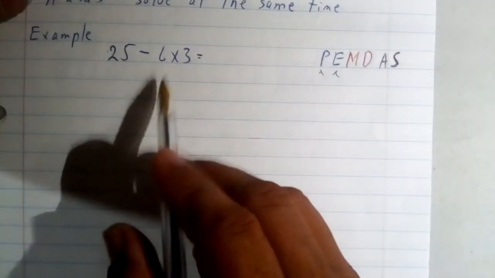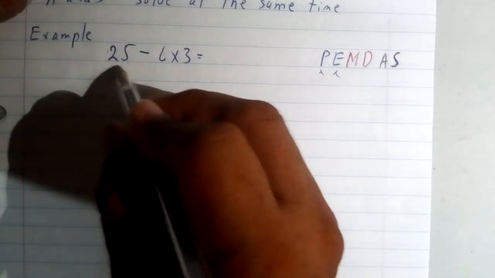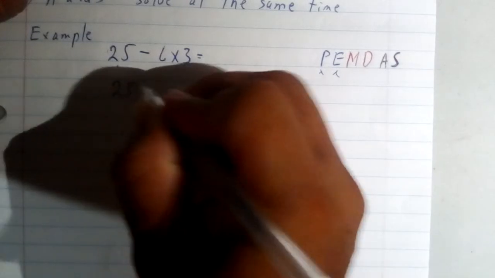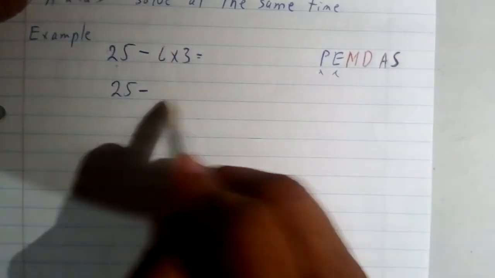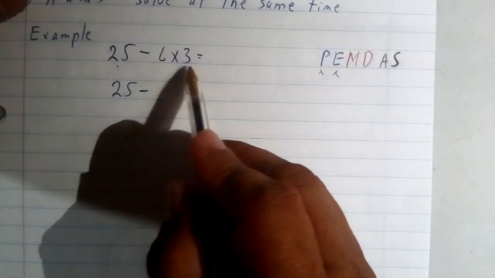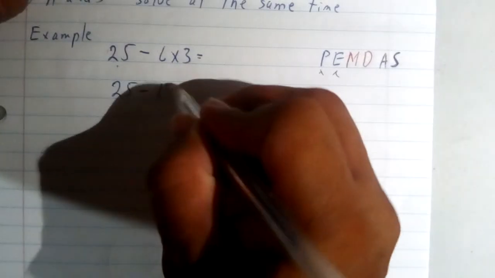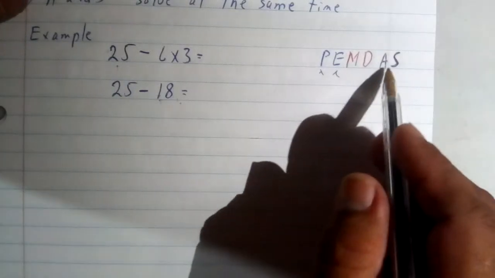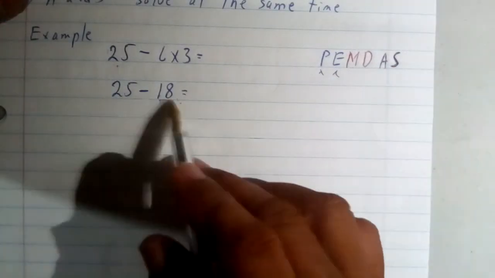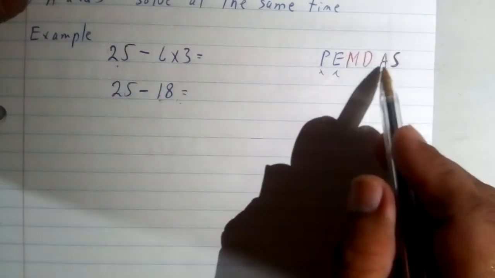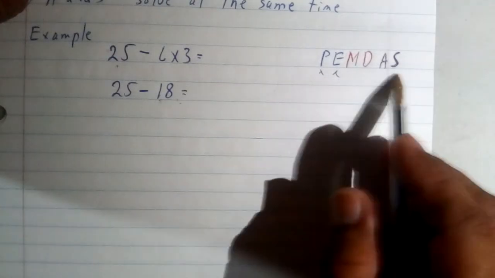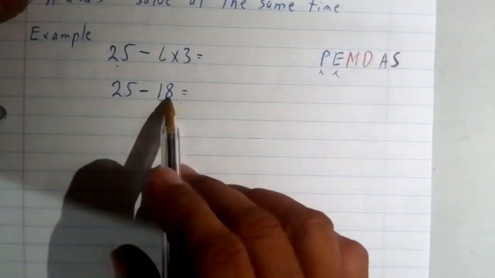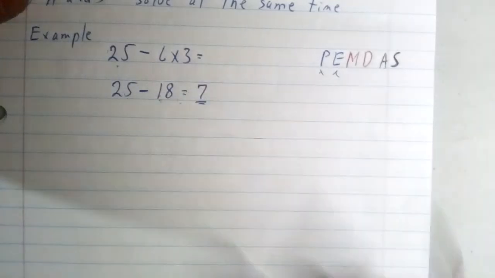So how do we go about the next step? Well, bring down the 25 minus, and here you're going to write the solution of 6 times 3. 6 times 3 is going to give us 18, and then that will give us 25 take away. Now notice it's addition and subtraction because there's no division. But do we have addition? No, but we have subtraction, so now we can work with subtraction. 25 take away 18, that will give us 7, and that's our solution.